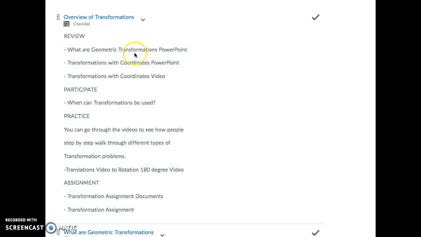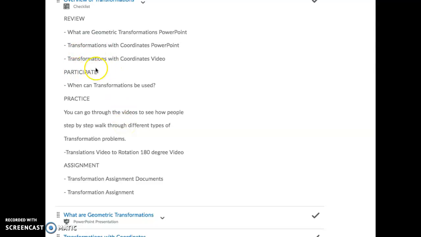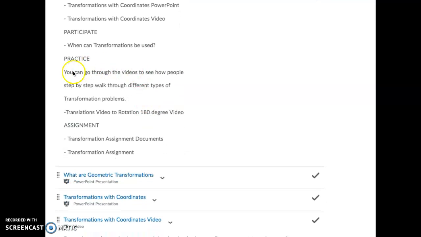So first we have review, what they need to go over, which is like the 2 PowerPoints and then the 1 short video that goes over one of the PowerPoints with key elements. And then participate, so this is a discussion board, when can transformations be used.